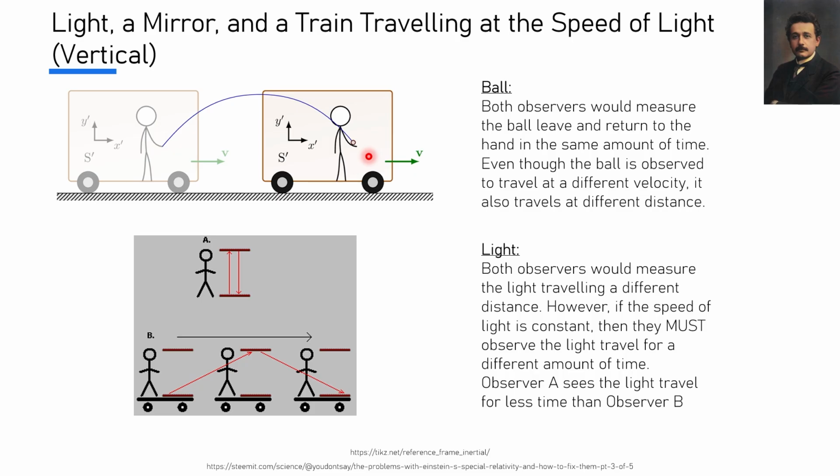Instead, they must observe light travel for a different amount of time for this to actually work. Because observer A watches the light travel over a shorter distance, it will also watch the light travel for less time than observer B, who observes the light traveling for a longer period of time. What we're now suggesting here is that time is not absolute, that in every frame of reference, we don't necessarily measure time the same way.